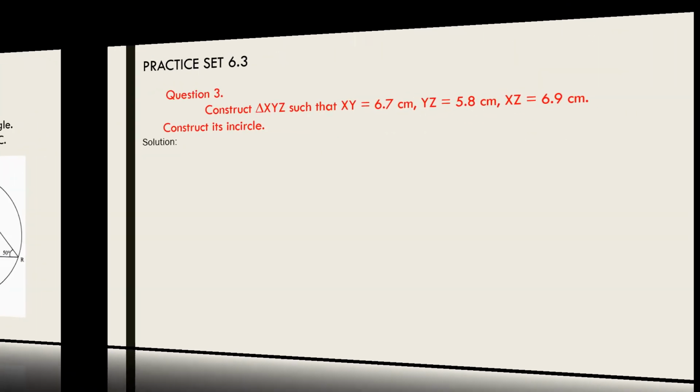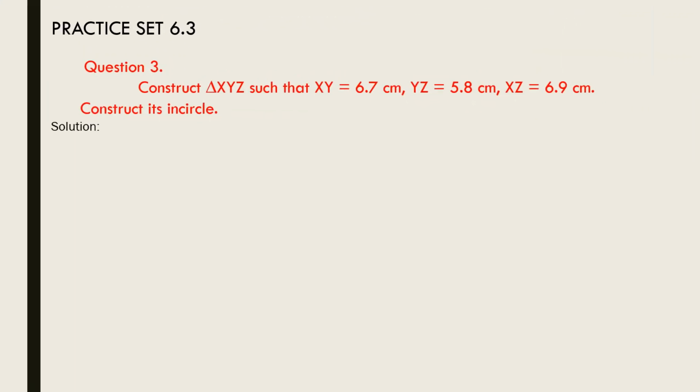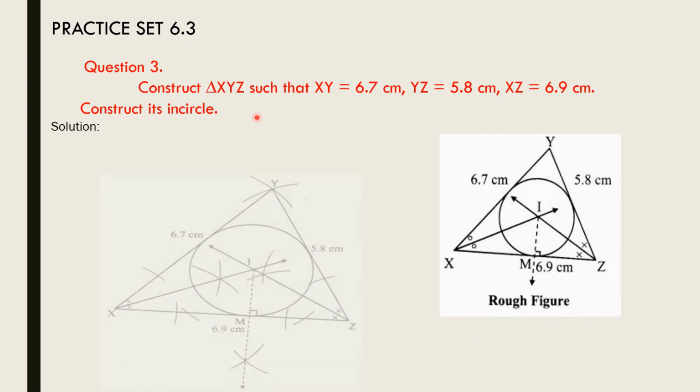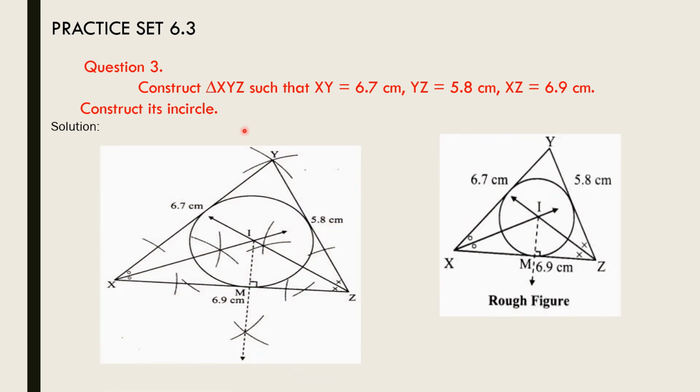Question number 3. Construct triangle XYZ such that XY is equal to 6.7 centimeter and YZ is equal to 5.8 centimeter and XZ is equal to 6.9 centimeter. Construct its incircle. First draw the rough figure, and next draw the triangle XYZ.